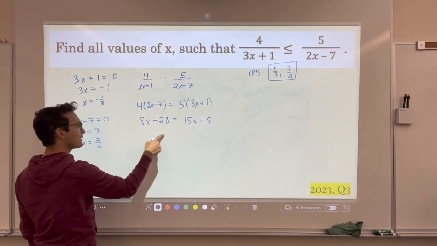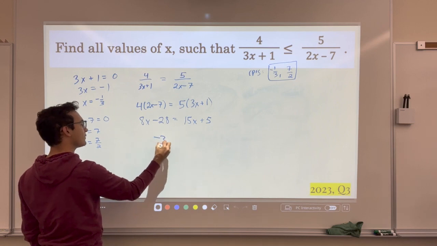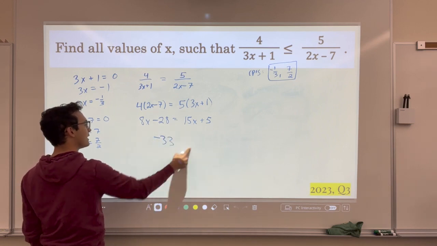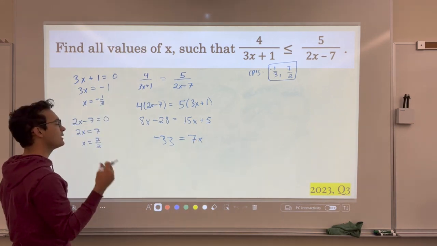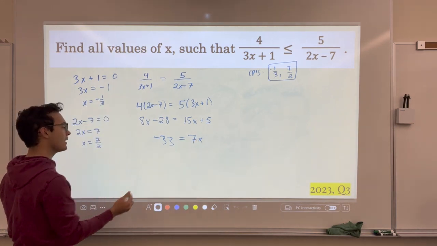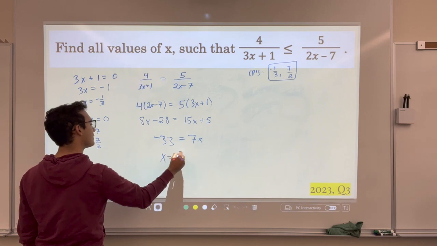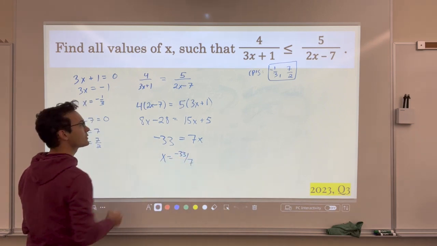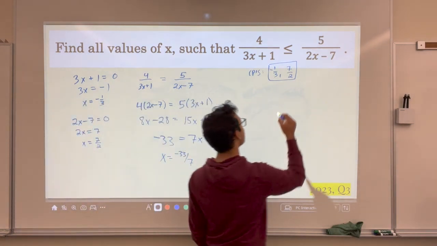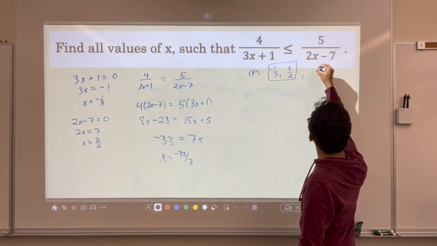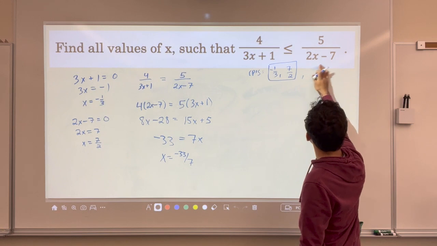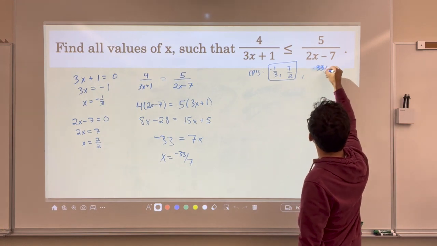We can subtract the 5 over to this side to get -33. We can subtract the 8x over to this side to get 7x. So we get the equation -33 equals 7x, and therefore x is equal to -33 over 7. So that's our final critical point, and it's the one where these 2 functions are equal to one another. So that is -33 over 7.